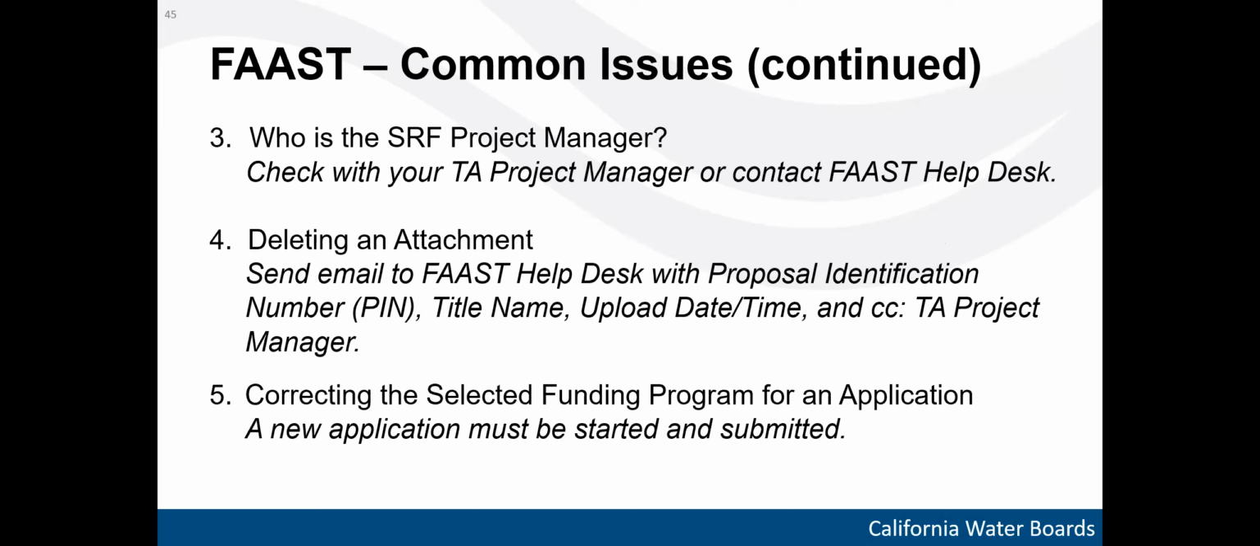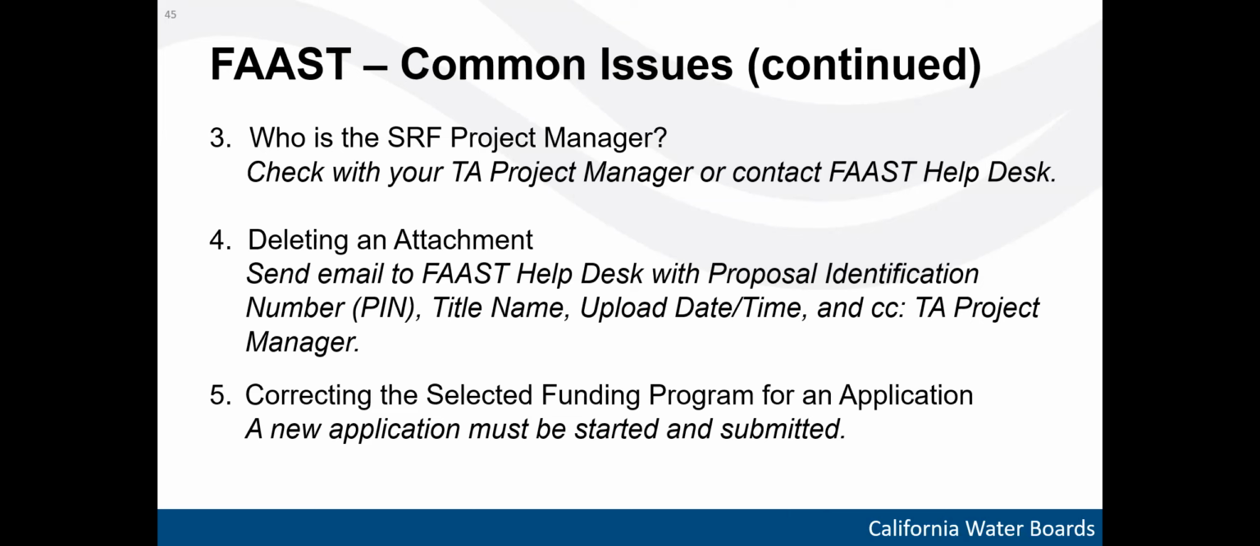The third issue that comes up often is, who is the SRF project manager for this clean water SRF or drinking water SRF planning or construction application? And the good news is we can tell you if they have been assigned. We can look that up in FAAST. So you can check with your TA project manager, or you can contact the FAAST help desk and we can look it up for you. Typically, it takes about 5 weeks from the time you submit an application for a project to be assigned an SRF project number and a project manager.